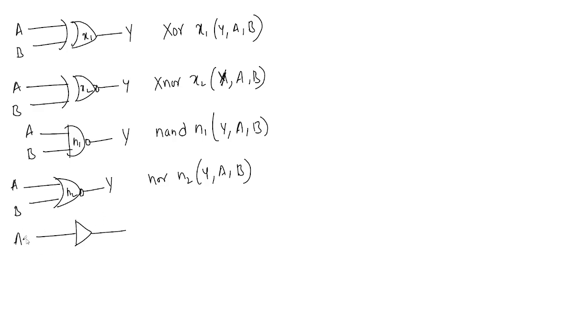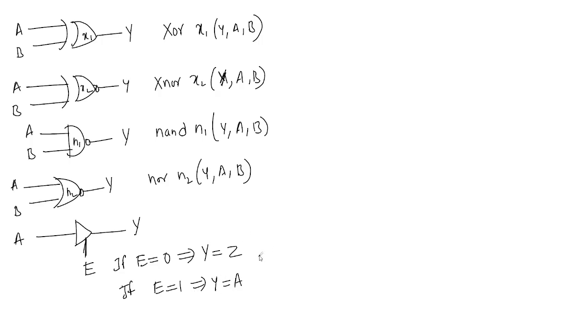So tri-state buffer means A and Y, and this is the enable pin. If enable equal to 0, what will you get? This is an active high enable. Enable equal to 0, it will be in high impedance state. And if enable equal to 1, it acts like a buffer, so Y equal to A.